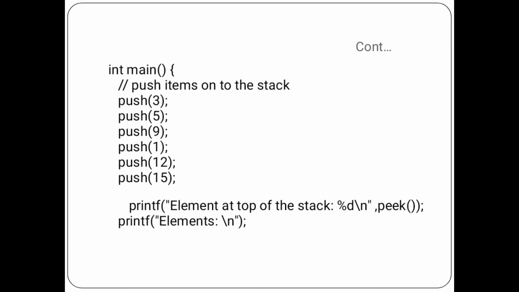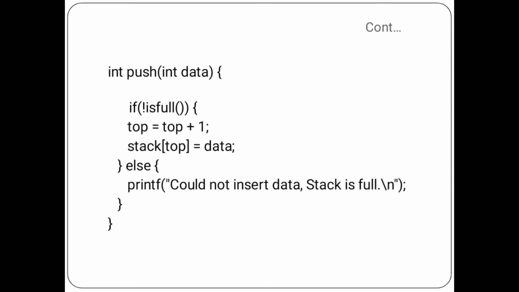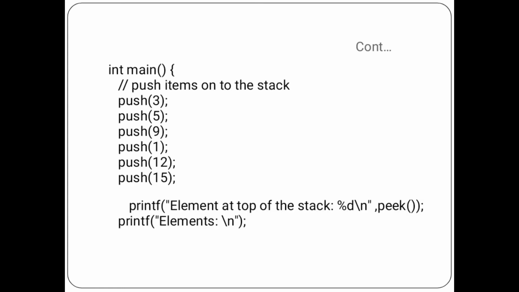Coming to the main function. Up to here we discussed the different types of functions. Now we are explaining the main function. Here, how many elements did we push? Six elements: 3, 5, 9, 1, 12 and 15 we inserted. After that, print the top of the stack. What is the top of the stack here? The 15 is the top of the stack.